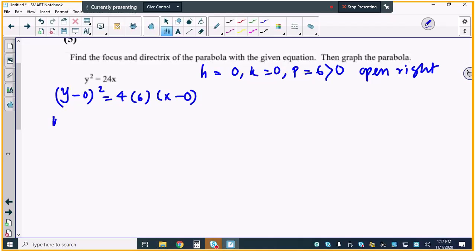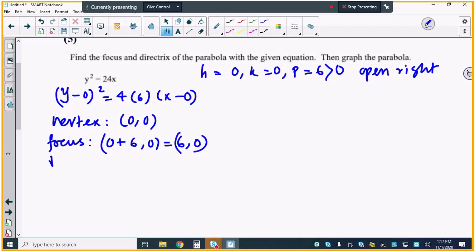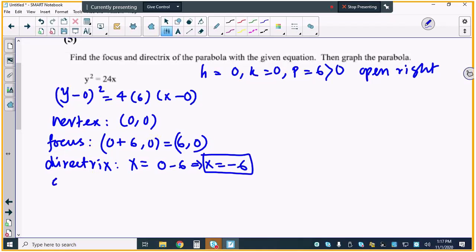I need to know the vertex, that's simple, 0, 0. Focus, you are supposed to change only the x coordinate, so it's 0 plus the focal distance. So this is 6, 0. Directrix, again you are supposed to change the x coordinate, and this time the directrix is going to be a vertical line, so x equal to 0 minus 6. So x equal to negative 6 is the directrix. Axis of symmetry is horizontal line, so that should be y equal to the y coordinate of the vertex equal to 0.